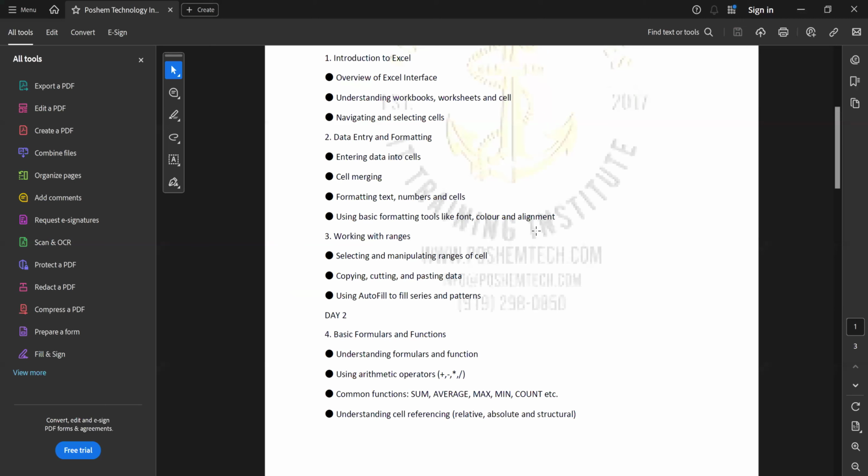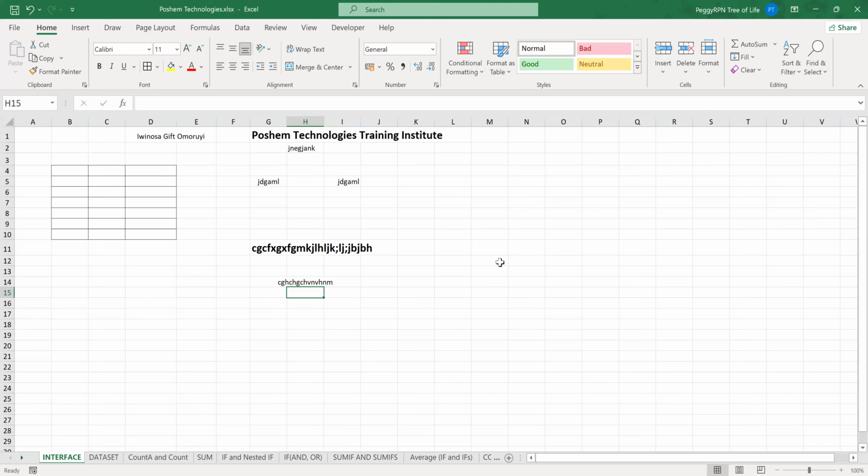Font, color, and alignment. I did alignment, but I didn't do color. I did font, but I didn't do color. And also auto fill to fill series. So I'll go into that definitely. Does anybody have any question? Once again, I'm asking. Tomorrow I'll come with my own questions. So if you think you missed anything whatsoever, comment it tomorrow and I'll answer your questions, all right?